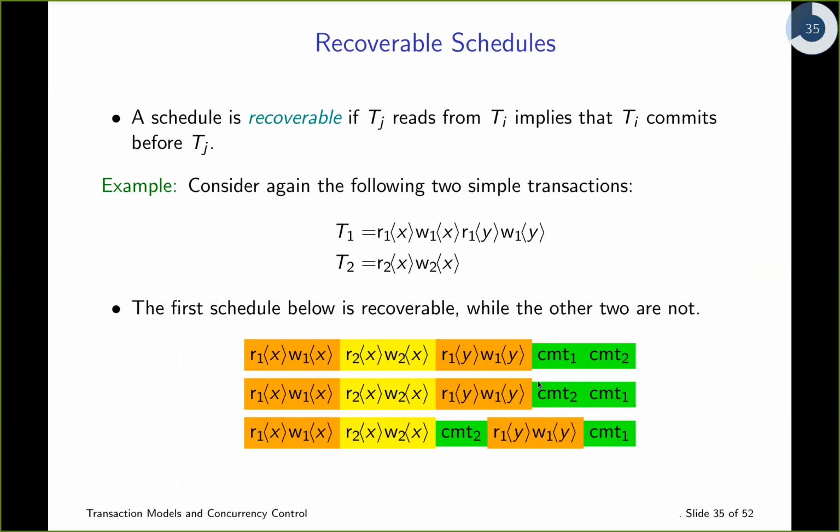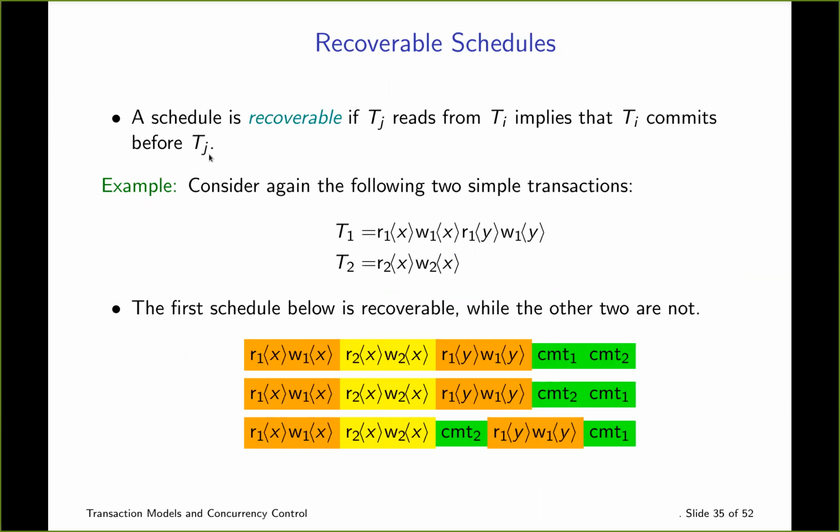What we need to do is make sure that all of our schedules are what's called recoverable. A recoverable schedule technically means that if transaction J reads from transaction I, it implies that transaction I commits before transaction J.